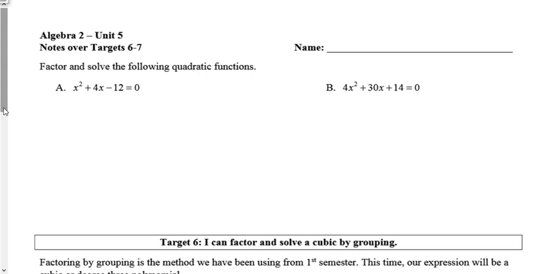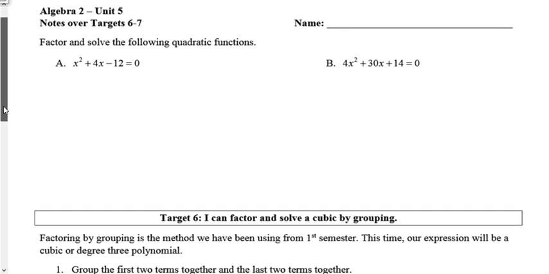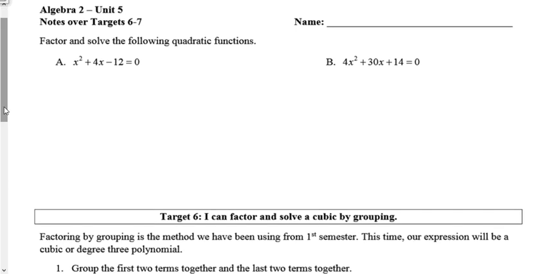All right, so here are the notes over targets 6 and 7 for our polynomials unit. Targets 6 and 7 really bring in things that we've already looked at before, just factoring skills that we already should have that we learned in the quadratics unit from last semester. So the first two problems here, A and B, are just kind of a review. They're just a warm-up to get us ready for targets 6 and 7. So let's look at those.